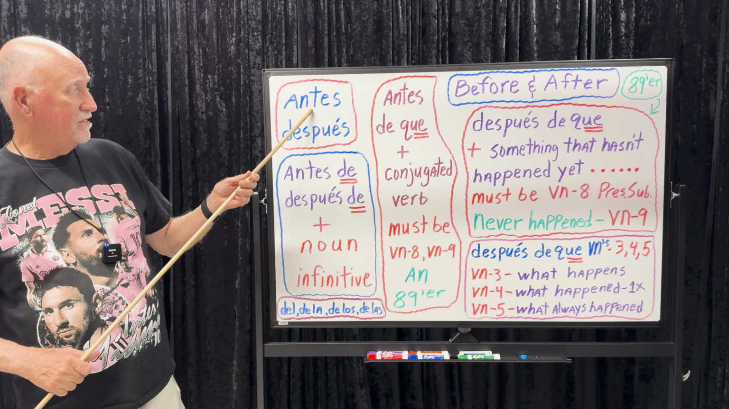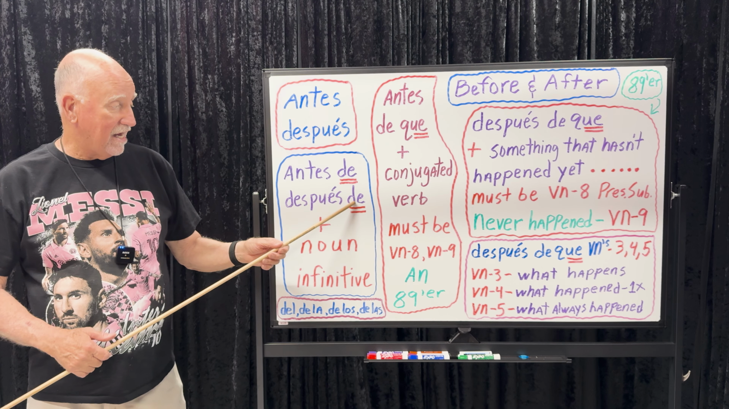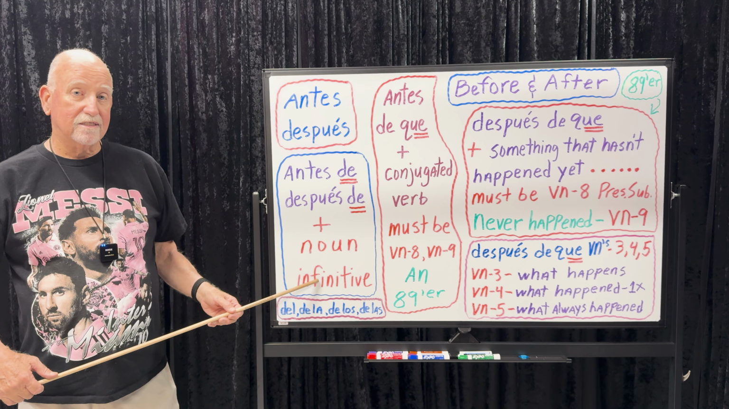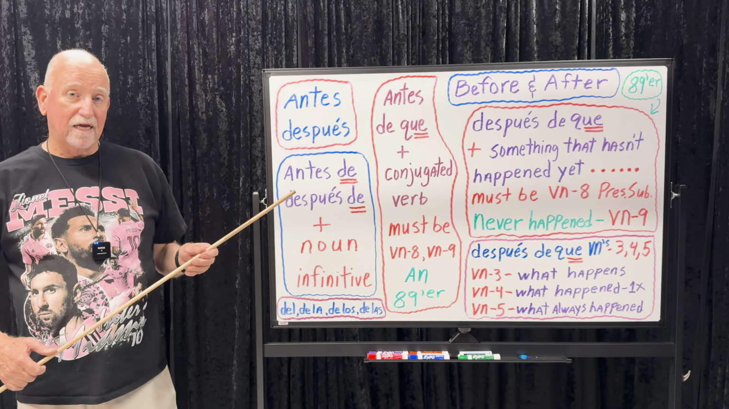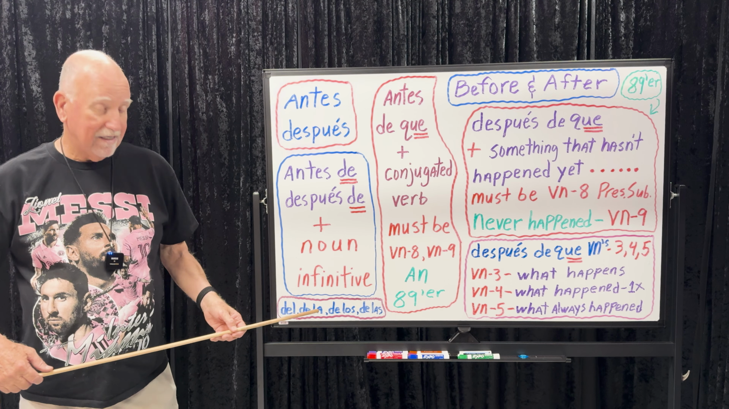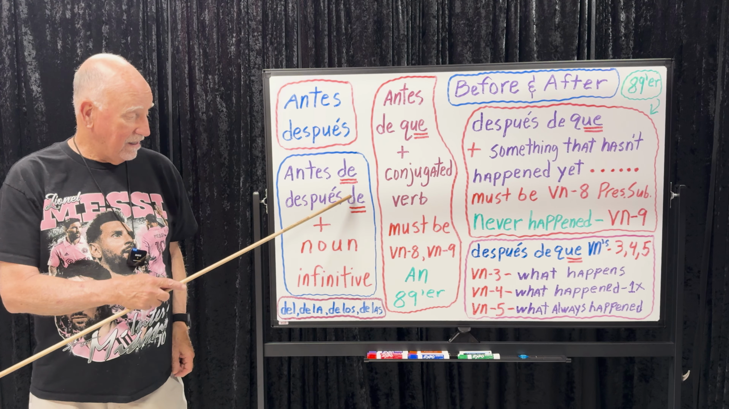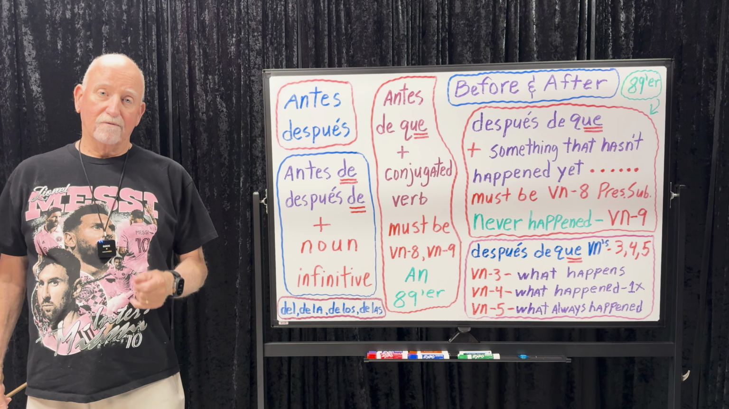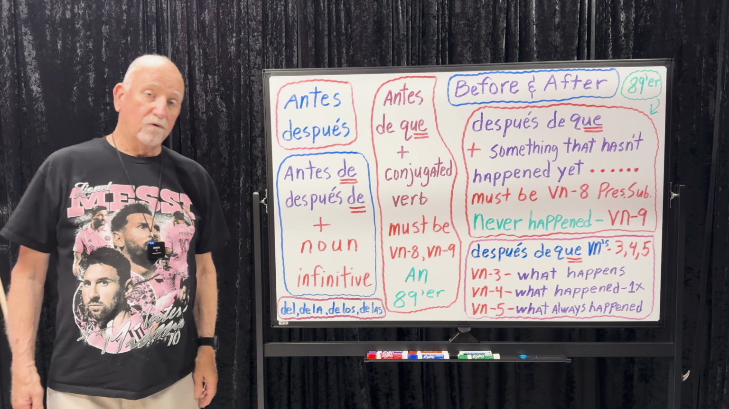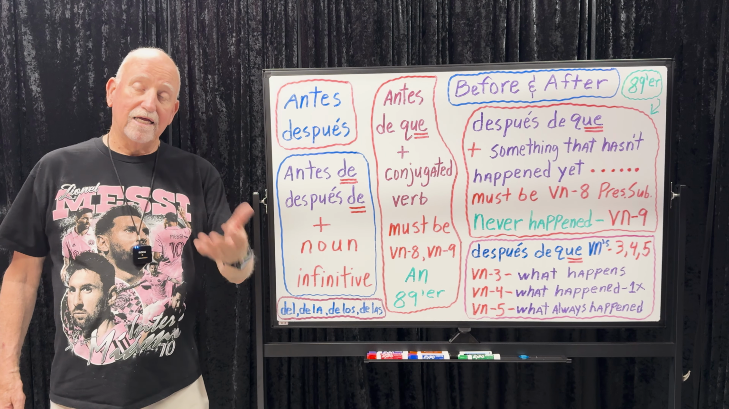First of all, you see we have antes and después. We're going to learn that antes de and después de is what we use when we follow it with a noun or an infinitive. We're going to practice that. When you use it with a noun, like say before school, you're going to go antes de la escuela. You're going to use the article, the el, the la, the los, or the las. And remember, the de and the el contract to form del. So before the race, antes de la carrera, right? Before the election, antes de la elección. Antes de la cena, before dinner.